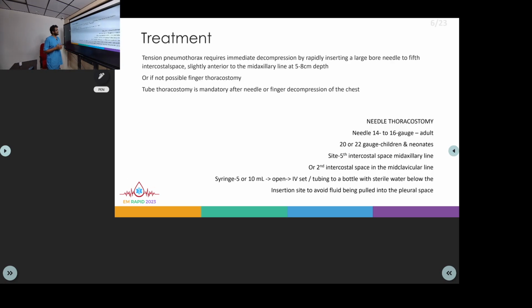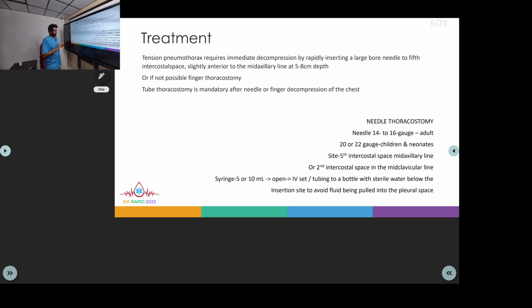The treatment is immediate needle thoracostomy, which will reduce the tension. We insert a large bore needle into the fifth intercostal space, slightly anterior to the mid-axillary line, at a depth of 5 to 8 centimeters. If that is not possible, we go with finger thoracostomy. These are the initial management, followed by tube thoracostomy after the needle or finger thoracostomy.